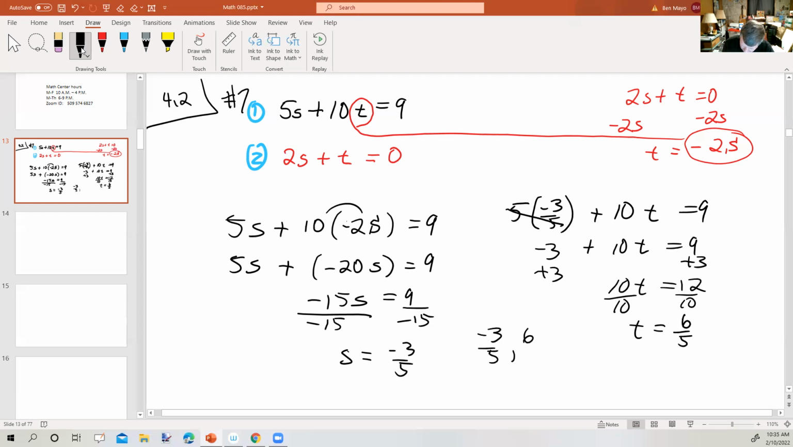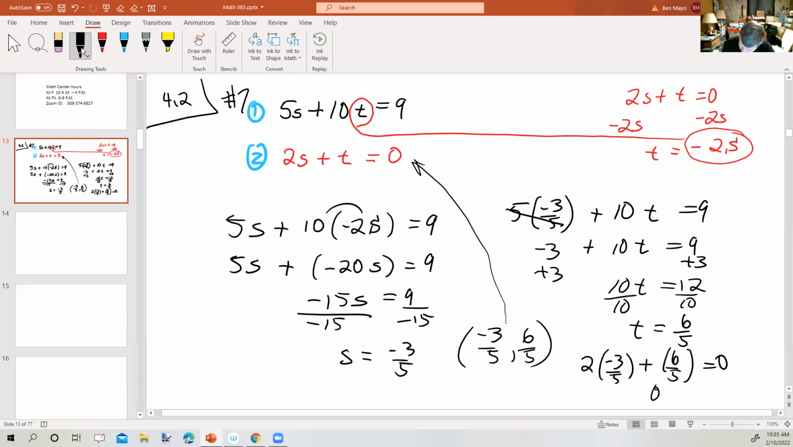Okay. The only thing left is to now check it in the other equation. Now, I solved for t in the top equation, so I'm going to check it in the bottom equation. 2 times s plus t equals 0. Well, this is negative 6/5 plus 6/5, 0 equals 0. So it checks. If I were to graph these two equations, they would intersect at this point, which is the solution. All right, let's take a look at another problem.